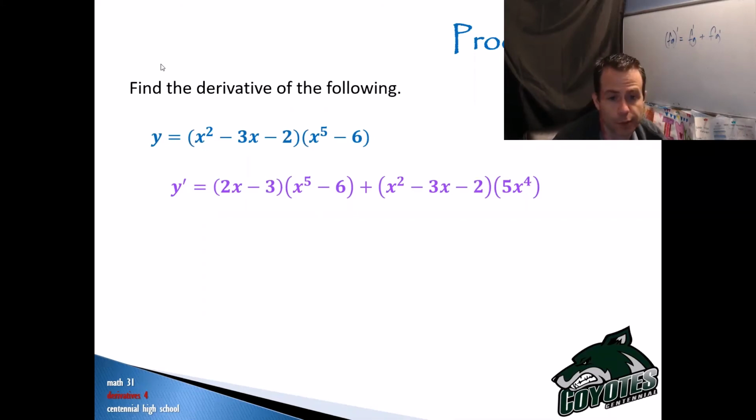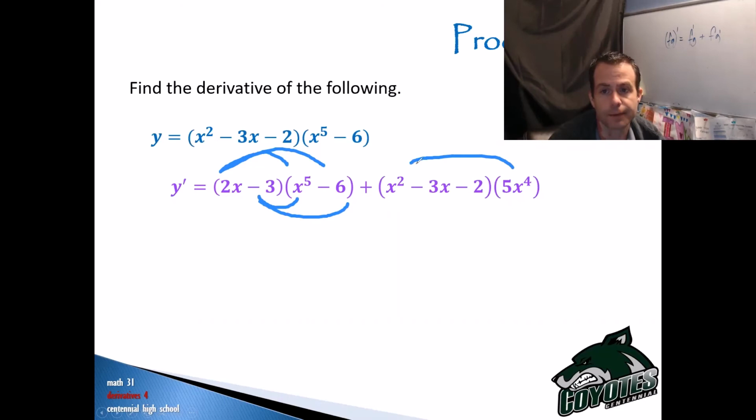So I'm going to get rid of all the brackets. So 2x times x to the 5, 2x times -6, -3 times x to the 5, -3 times -6. Then this 5x to the 4 would have to get distributed to everything. So you may want to pause and do that yourself. You end up with, whoops, this guy here.